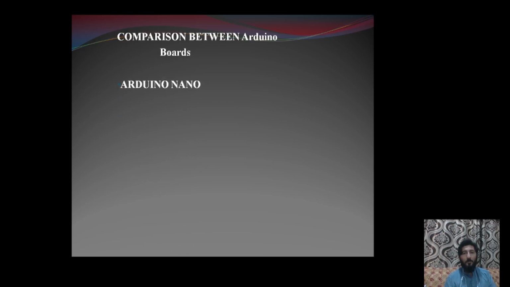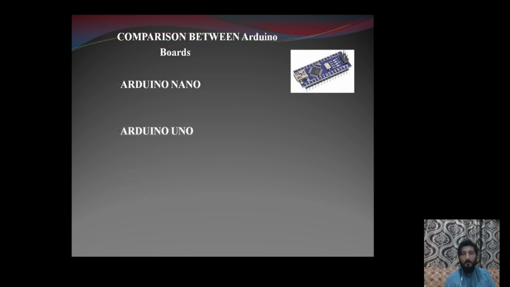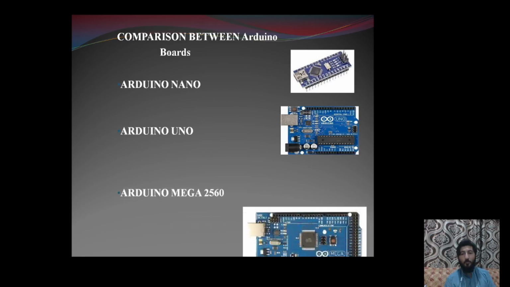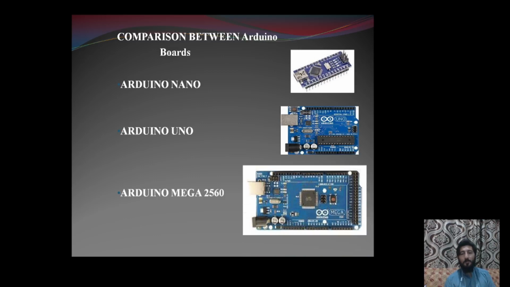we have an Arduino Nano, which is very small in size. Another one is Arduino Uno. The size of Uno is comparatively larger than Nano. Then at the end we have Arduino Mega 2560. It is very large in size. And what are the other technical differences between all of these boards? I will explain in the next slides.